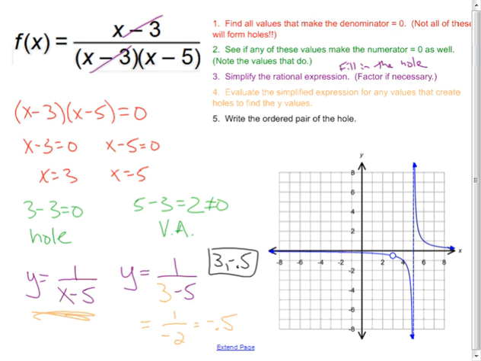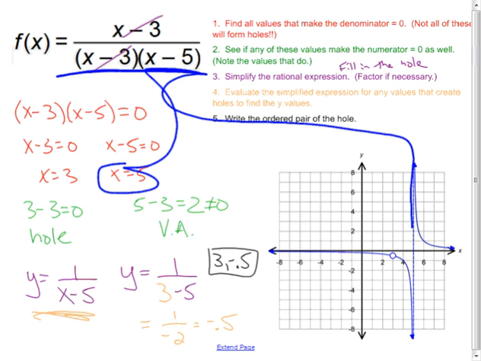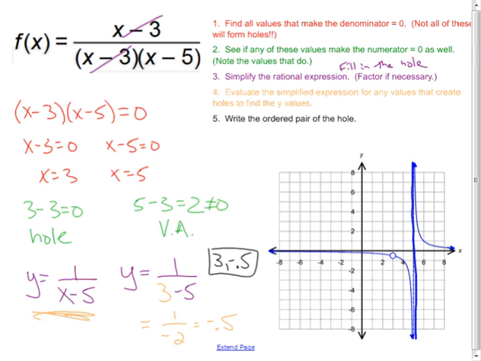Now, the other piece of this that I want you to see is, don't forget, this value of 5 also made the denominator equal to 0, but you're not getting a hole at 5. You're getting an asymptote. Again, they're both discontinuities. There's no function here when you plug in 5, and there's no function here when you plug in 3. It's just that the type of discontinuity is different.